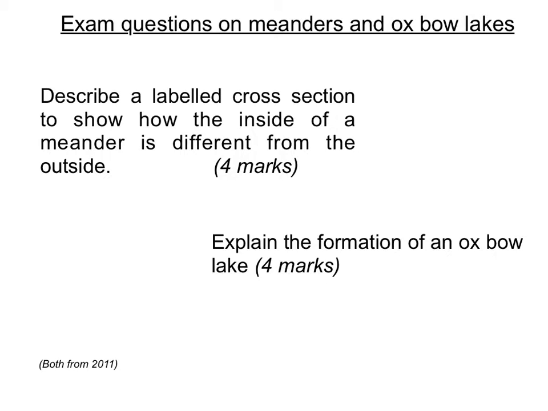Right, a labelled cross-section. You need to know obviously what a cross-section is. Check back earlier in the video if you're not too sure. And also you need to be able to draw the inside and the outside to show that they're different, to show that the meander is asymmetrical. It's not the same on one side or the other. To show you've got a gentle slip-off slope with shallower water on the inside. You've got a river cliff, deeper water on the outside.